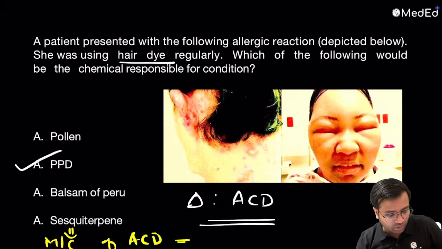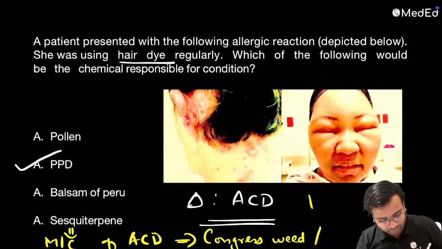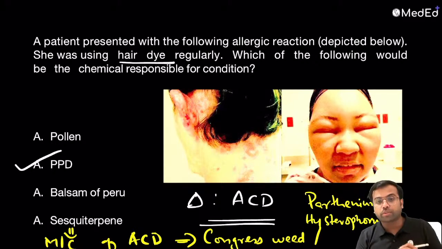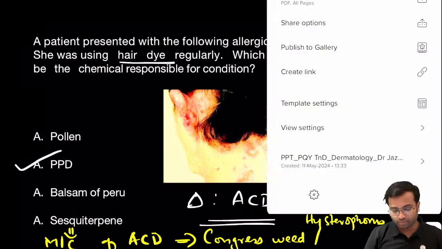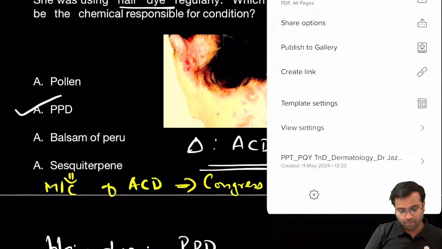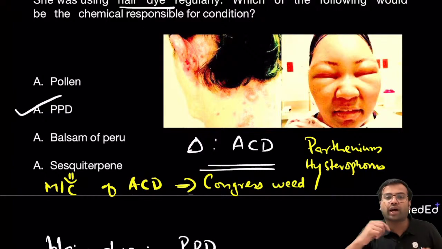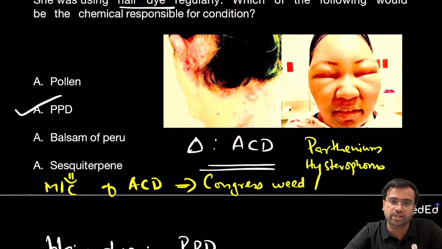What is the name of this plant? So this is called congress weed, or Parthenium hysterophorus. So remember, what is the most common cause of allergic contact dermatitis? The most common cause of allergic contact dermatitis is a plant called congress weed or Parthenium hysterophorus, and the culprit present in this plant is called sesquiterpene lactone. Sesquiterpene lactone.